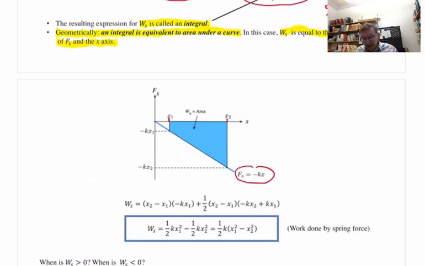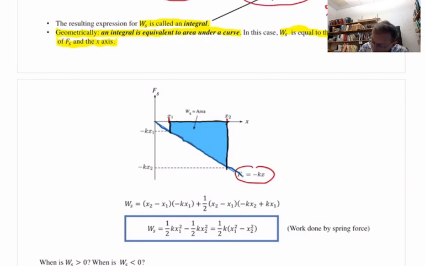And now what I've done is I've shaded the area between the actual plot of the force. Try to be clear. That's that straight line going down, because that's Hooke's law. I want the area between that curve, the x-axis, and x1 and x2. It's that shaded area right there. That area is equal to the integral of F sub s dx, and it will be the answer for the work done by the spring force. So all I have to do is find that shaded area using geometry.